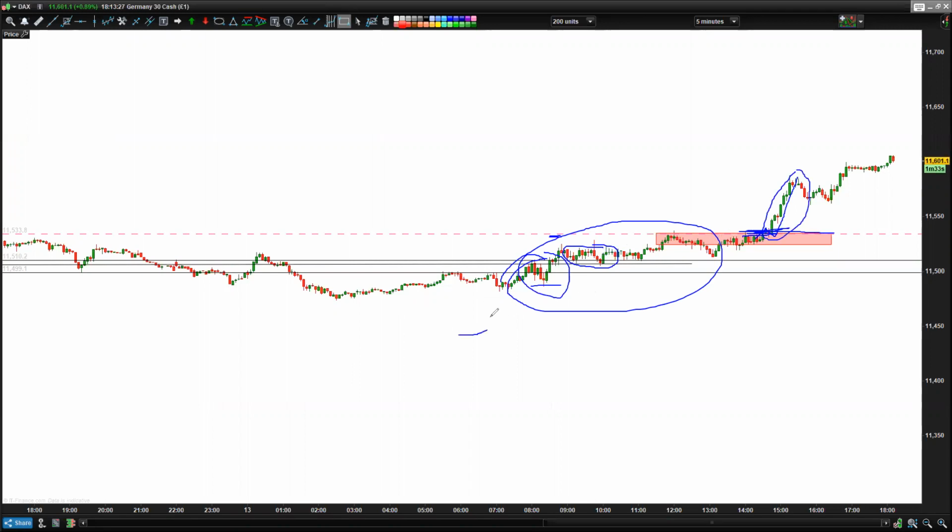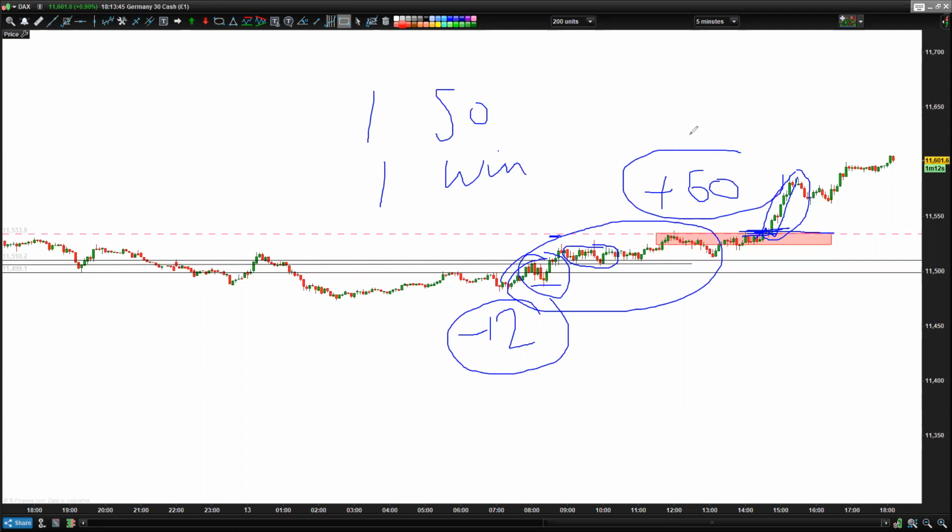So I got minus 12 down here and plus about 55, 60 up here. So one stop out and one winner. But the winner is significantly bigger than the stop out.